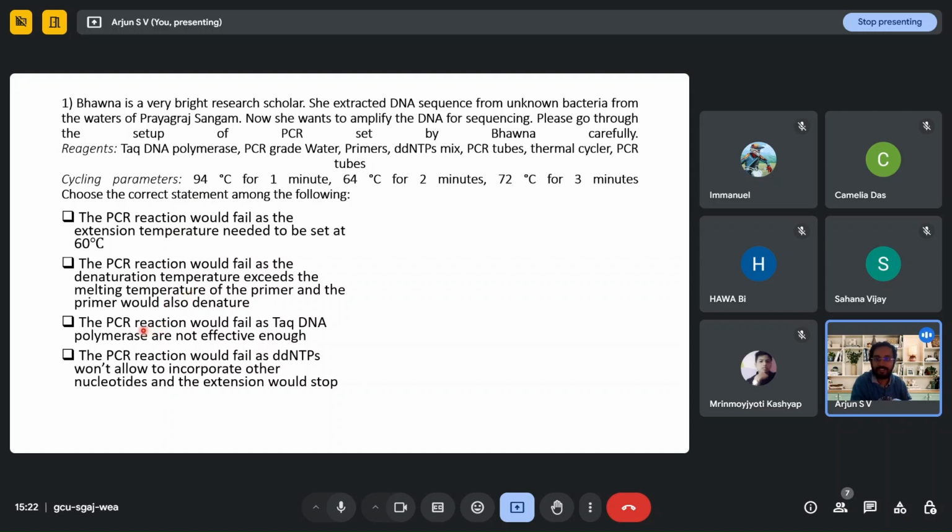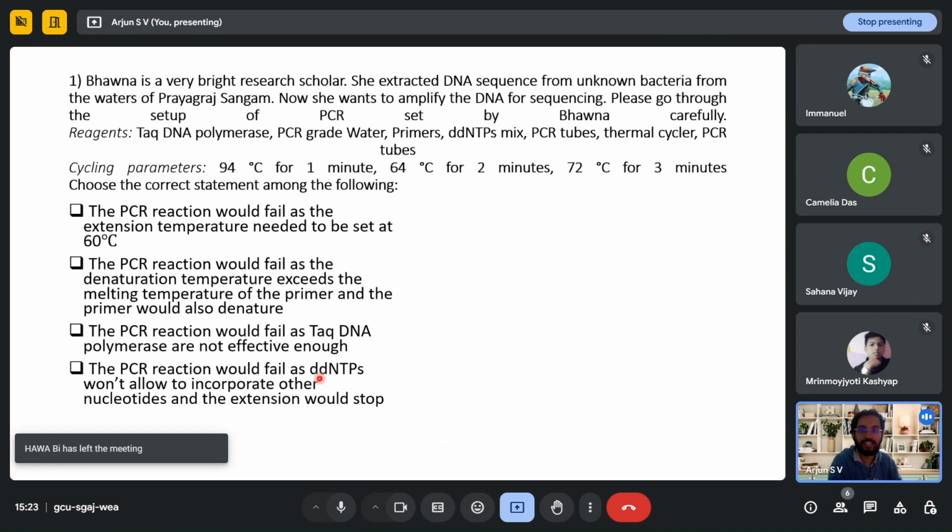Third option: the PCR reaction will fail as Taq DNA polymerase is not effective enough. This is also not true because Taq polymerase is meant to operate at this temperature and it will work. So let's come to the last option: the PCR reaction would fail as ddNTPs won't allow incorporation of other nucleotides and the extension would stop. So what are ddNTPs? ddNTPs are dideoxynucleotide triphosphates.